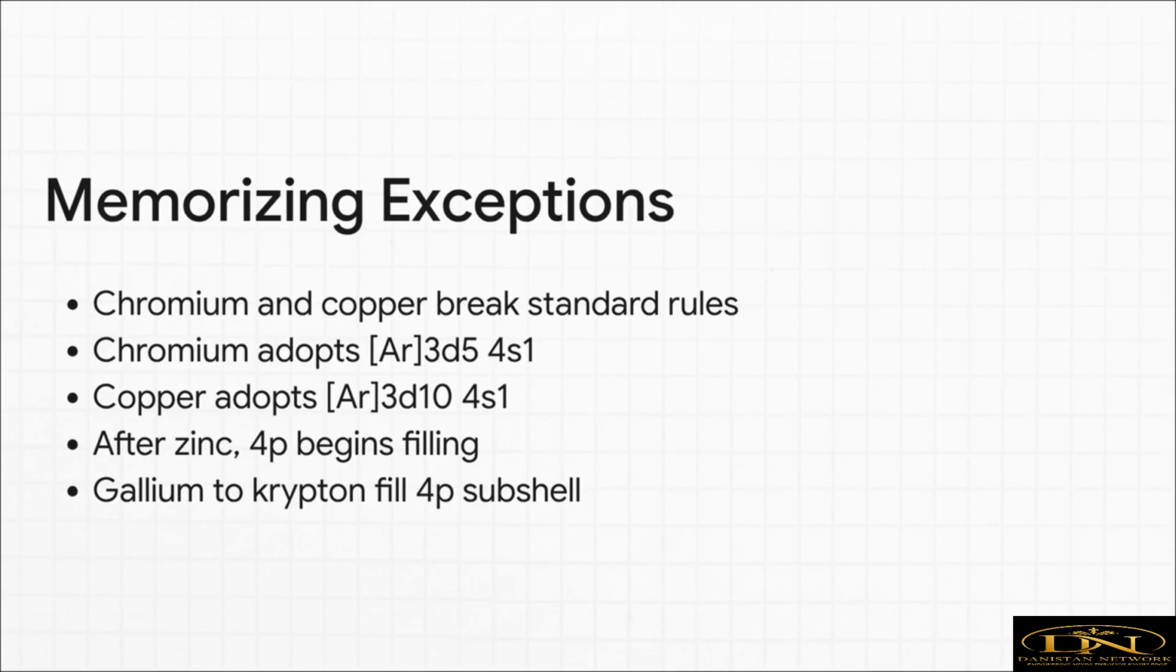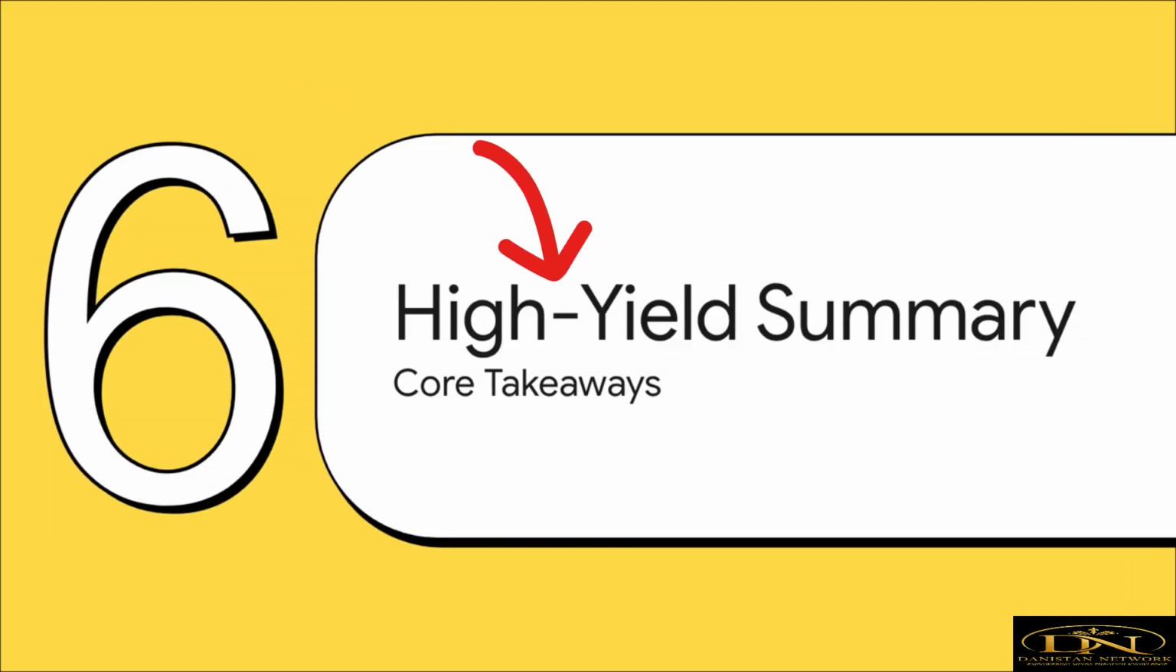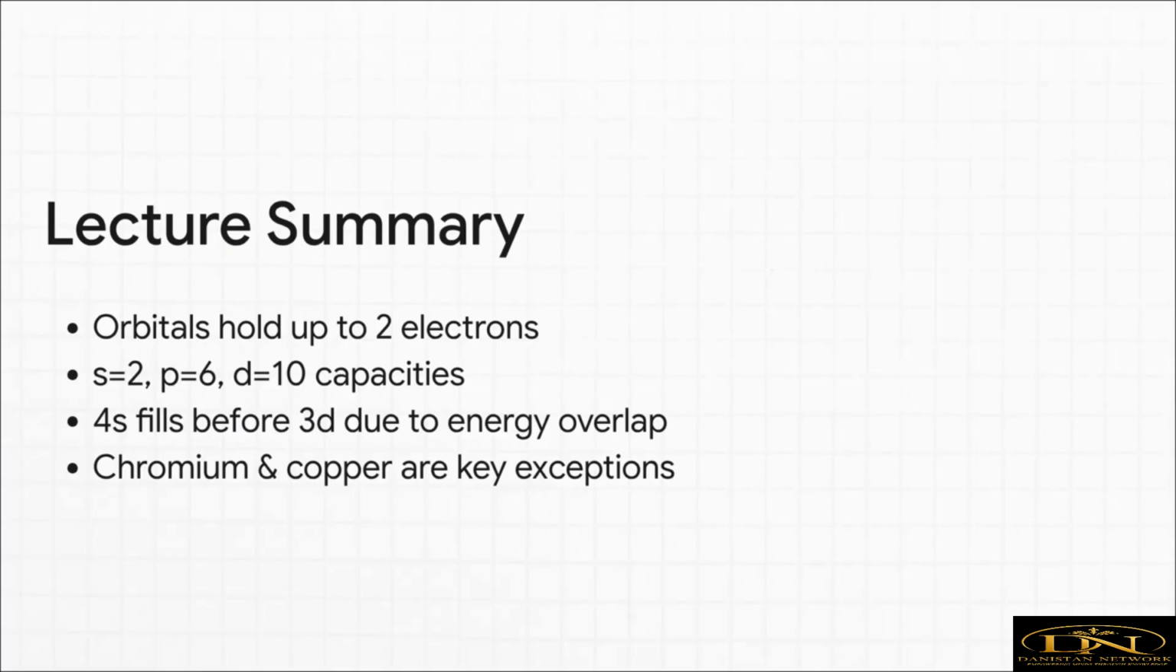Section 6, high-yield summary, core takeaways. Now, what's really interesting about this slide is how it ties everything together in one neat package. All right, let's lock this in before we finish. Orbitals are 3D regions holding a maximum of 2 electrons. Subshells, s, p, d, and f, have distinct shapes ranging from spheres to complex dumbbells and rings. Some subshell capacities are strictly fixed. s is 2, p is 6, d is 10.